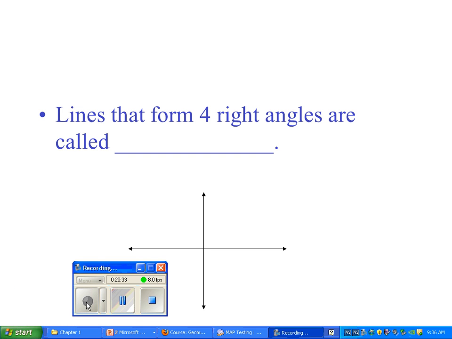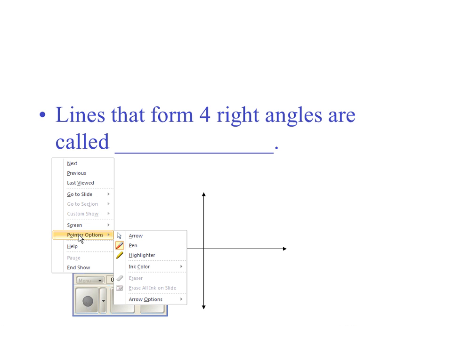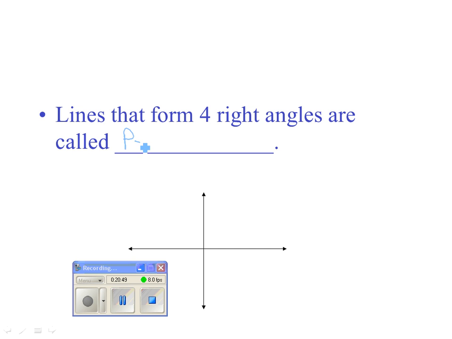Write this down. Lines that intersect to form four right angles are called what? Perpendicular.